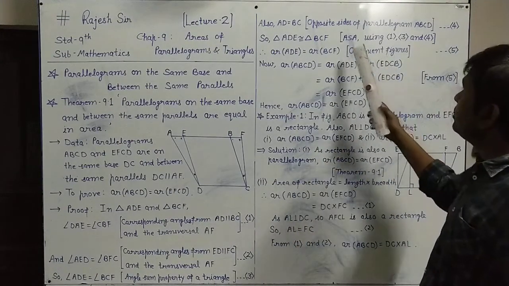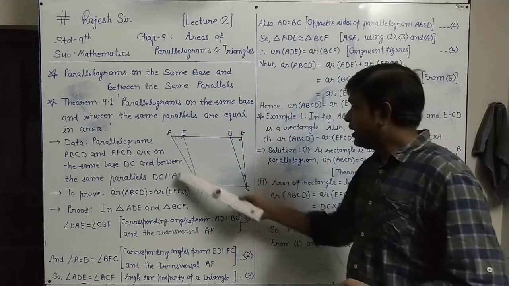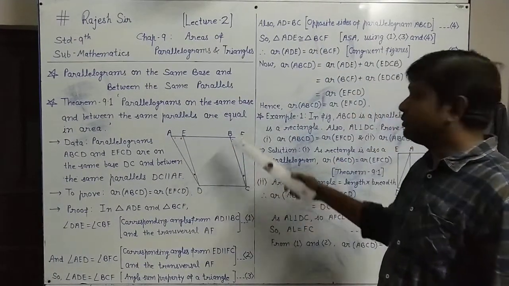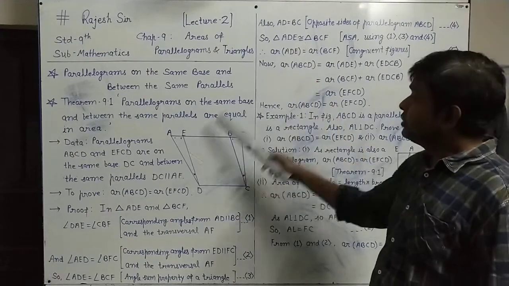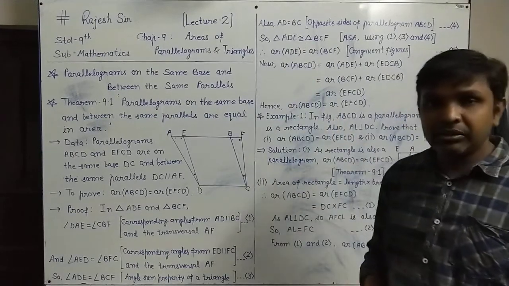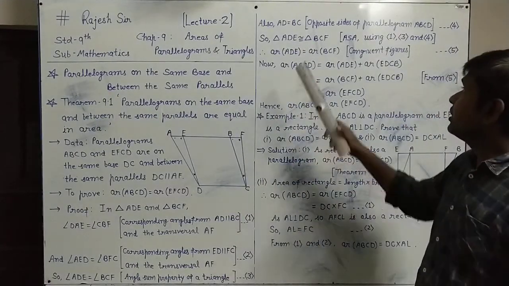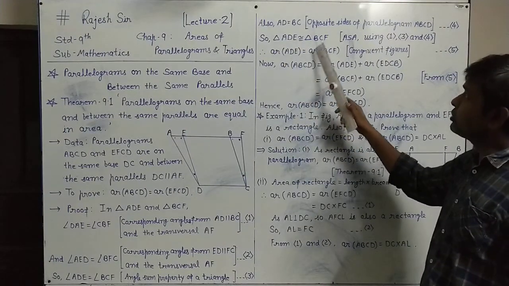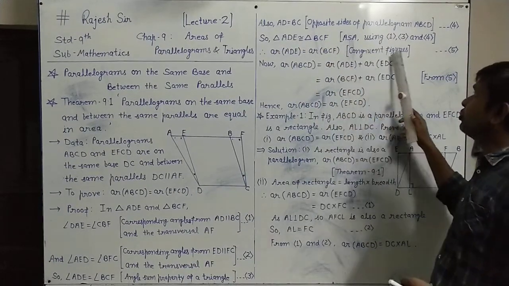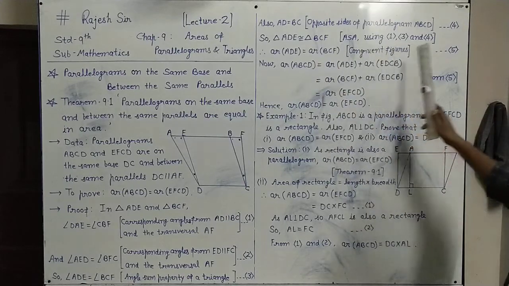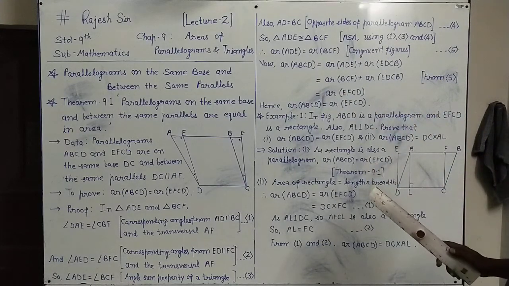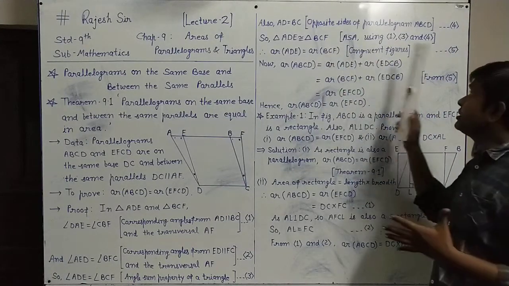Here we have proved that triangle ADE and triangle BCF are congruent. So they are congruent figures, congruent triangles, so they will have equal area. Therefore, area of ADE equals area of BCF because they are congruent figures. This is result number 5 that we got.